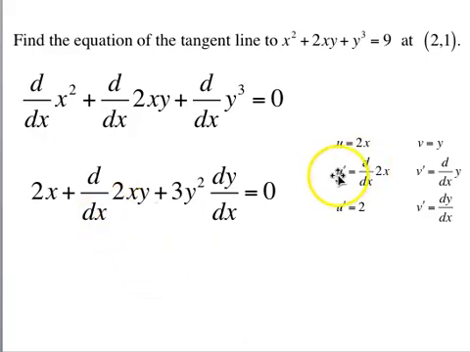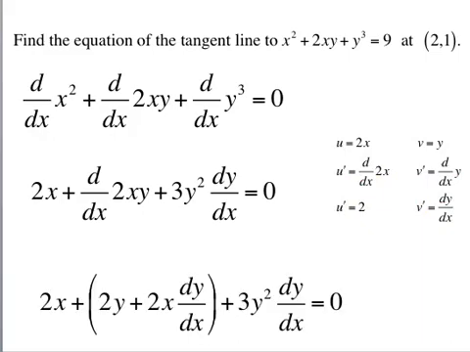So we'll let u equal 2x, v equal y. u prime, we have to consider the derivative with respect to x of 2x, which is just 2. v prime is the derivative with respect to x of y, which is dy dx. So for this middle piece, we'll go u prime v, 2y, plus u v prime, plus 2x dy dx. And our goal is to solve for dy dx. That will give us the formula for our slope.